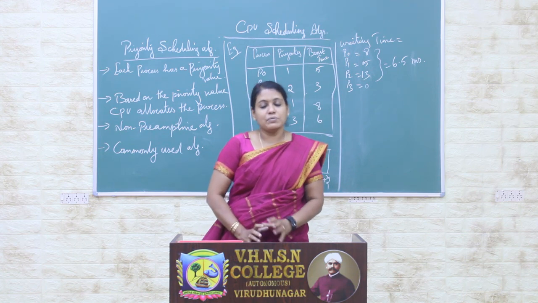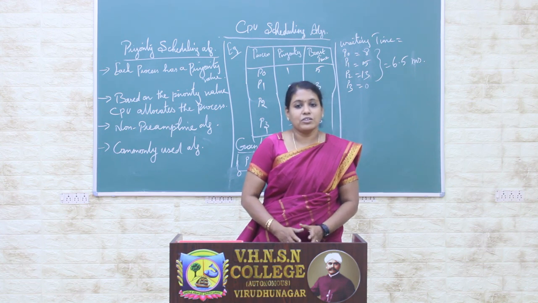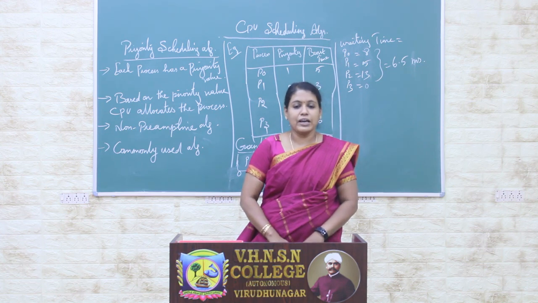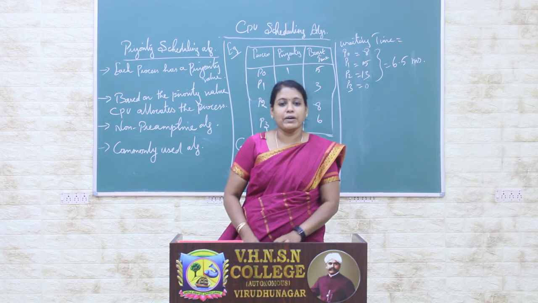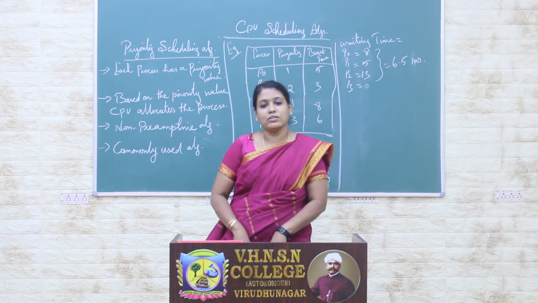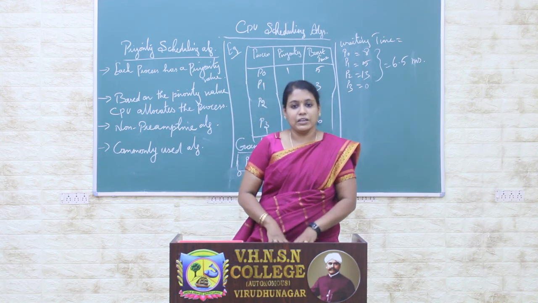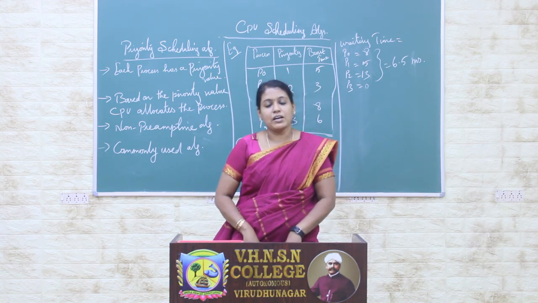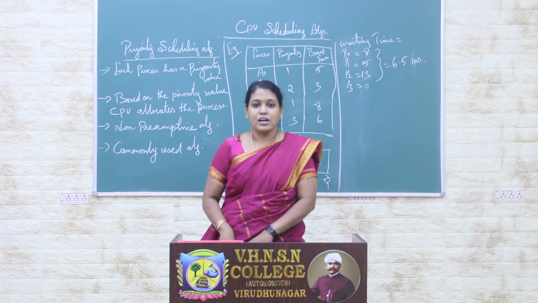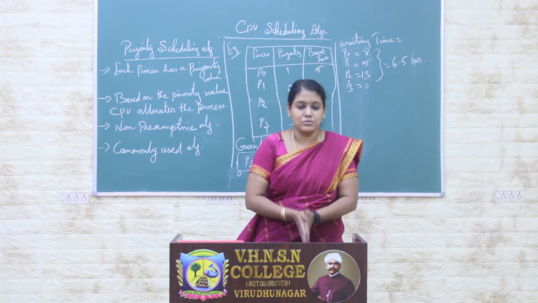In this CPU scheduling algorithm, each process in the process queue has a priority value. That priority value is assigned by the operating system. The operating system assigns the priority value to each and every process based on its memory requirement, time requirement and other resource requirements. So based on the priority, the CPU schedules the process to execute.